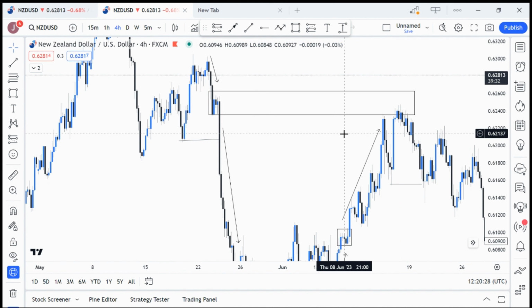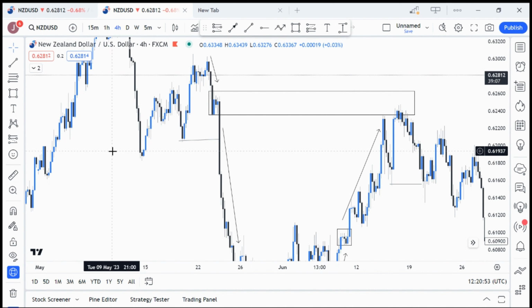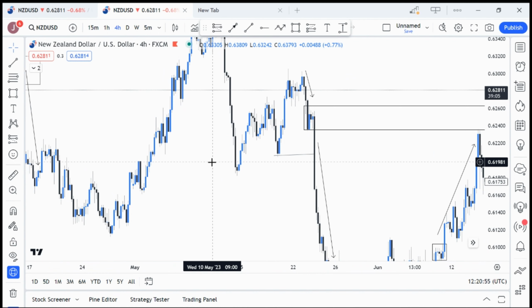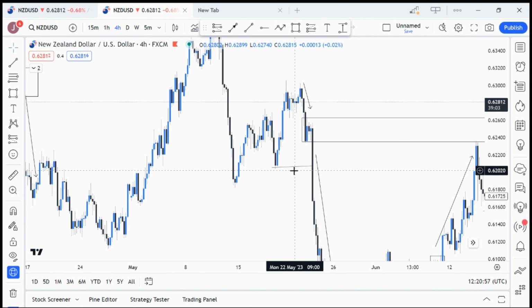So supposing you find a zone that does not have an imbalance, or that does not contribute to a break of structure, I only advise you to stay away from such a trade because it's weak. That zone can be weak. The market can just come with one candle and break through it. Okay, let me show you a perfect example of what I'm saying. Okay, look at this one now.